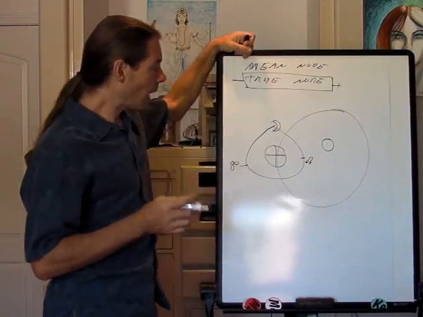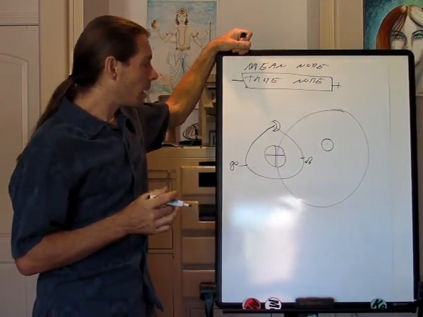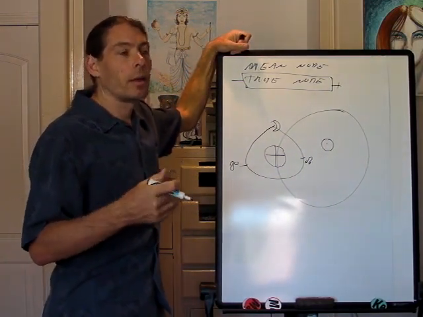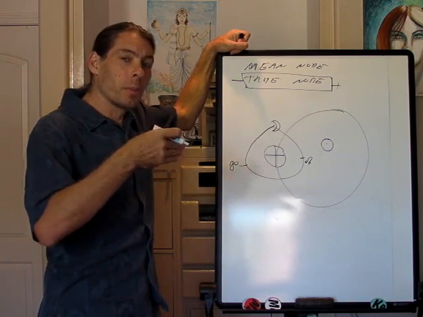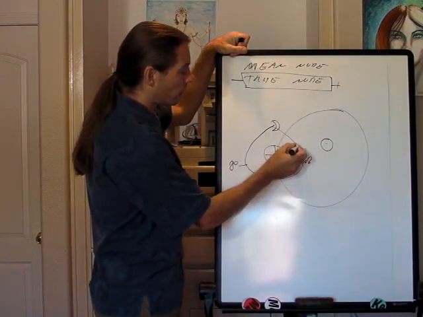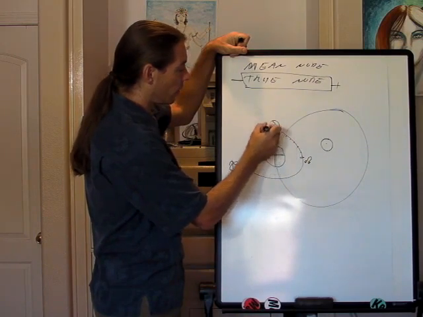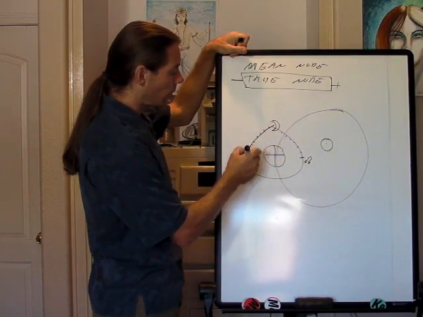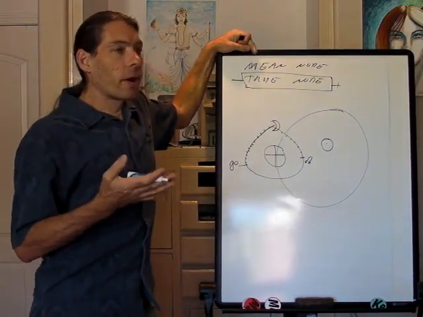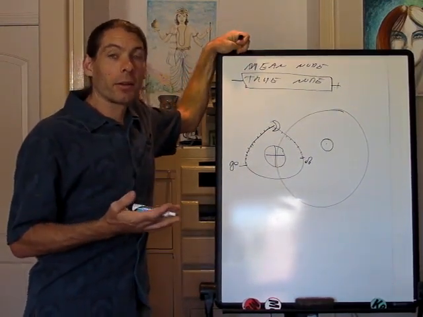Now, what mean node does is it just assumes that the node travels at a certain rate, and every day, therefore, it moves this far through the sky. And they say, well, this day it's here, this day it's here, this day it's here, and they just keep ticking it away, depending on how many days. And that's very similar to the way the ancient Hindus calculated it.